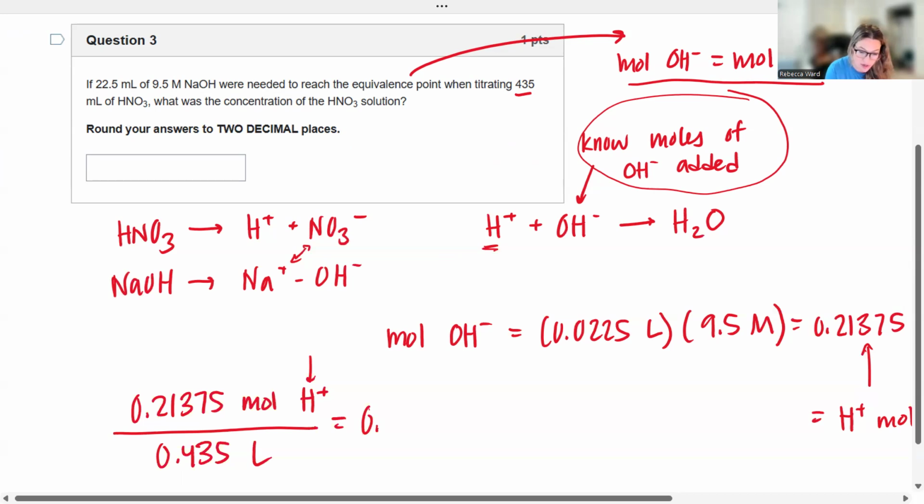This was a 0.49 molar solution, and it asks for 2 decimal places there. And of course, we don't include our units in these questions, but there you go.